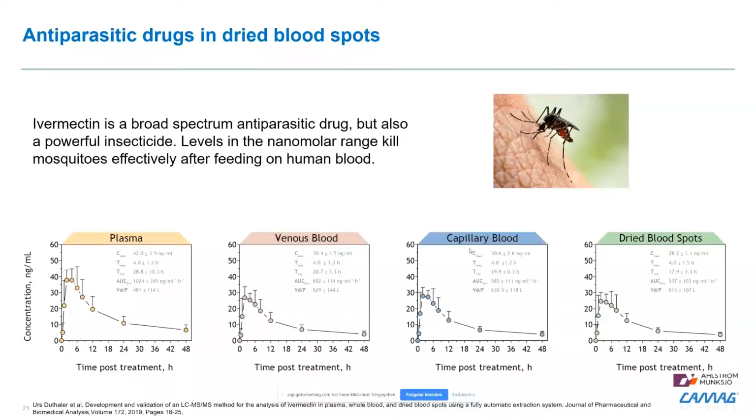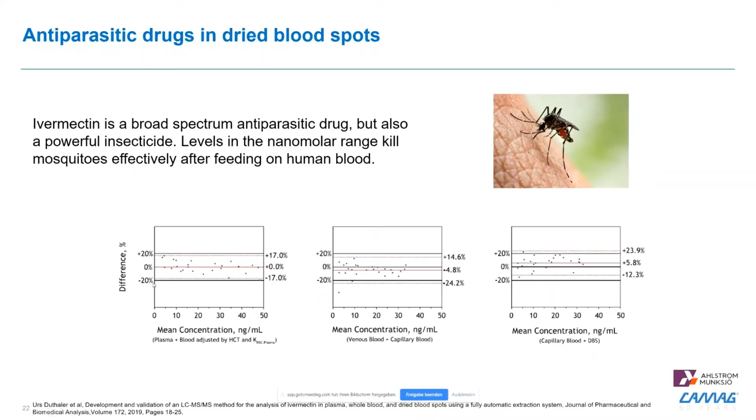As you can already see in the picture, the ADME curves look very similar. And if we do some plots, on the left-hand side there's plasma and venous blood, looking very nicely correlated, then venous blood and capillary blood. And on the right-hand side, there's capillary blood and dry blood spot. And in all three graphs, we see that most of our results are within the acceptable window, which then gave us the go to really develop the method and to go one step further.